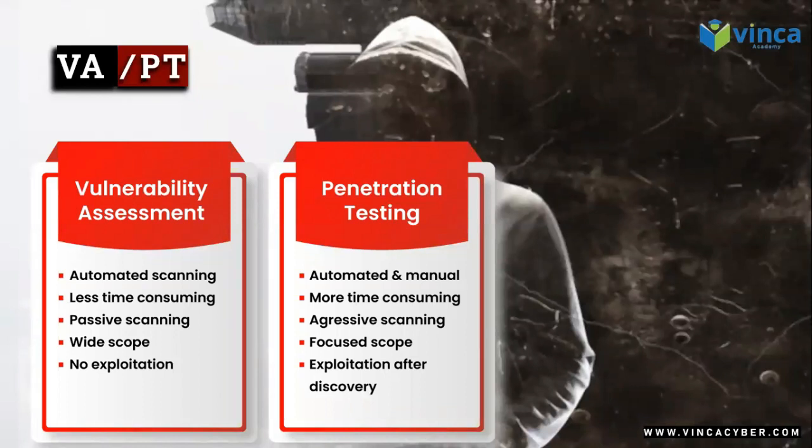So, what is VAPT? As we discussed, VA and PT: vulnerability assessment uses automated scanning tools. Penetration testing can use both automated and manual methods. You can see vulnerability assessment is less time consuming, and penetration testing is more time consuming. Vulnerability assessment is a passive scan, and penetration testing is an aggressive scan. Vulnerability assessment has a wide scope, but penetration testing has a focused scope.